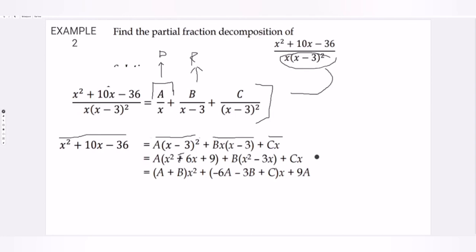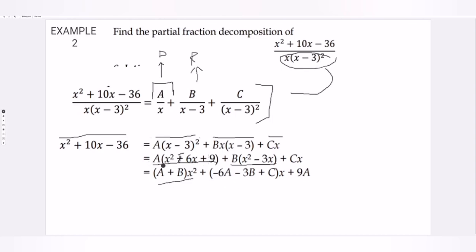So plus cx, copy. The next step is, we already expanded them, and we already identified the x squared, the x, and the constant. Next, we're going to group them according to the variable that we had. So for x squared, in this term, we have a, plus we also have the coefficient for x squared, b. The next one is the coefficients for x.